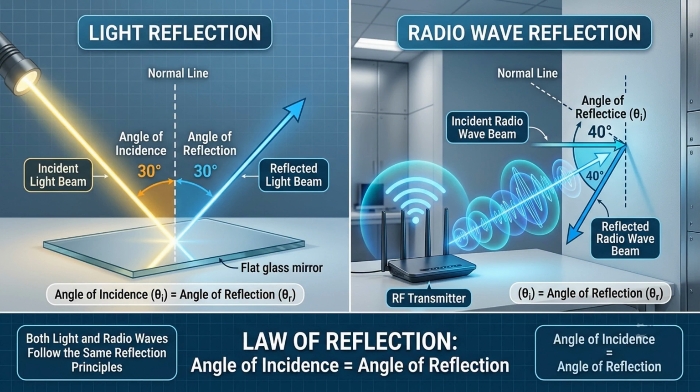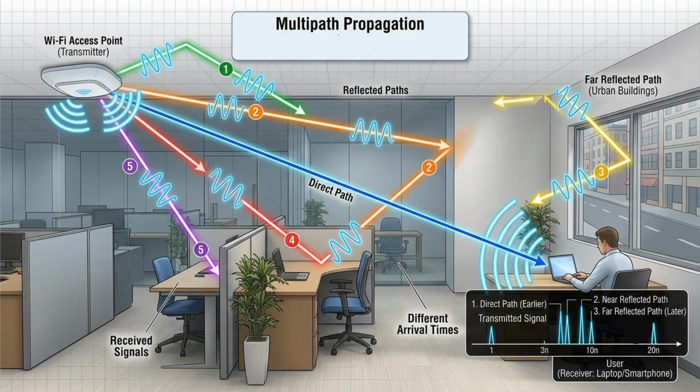Similar to light reflecting from a mirror, the angle at which the radio wave strikes the surface, known as the angle of incidence, is equal to the angle at which it reflects away. When radio waves reflect off walls, ceilings, floors, buildings, or other surfaces, multiple copies of the same signal can travel along different paths and arrive at the receiver at different times. This phenomenon is known as multipath propagation.